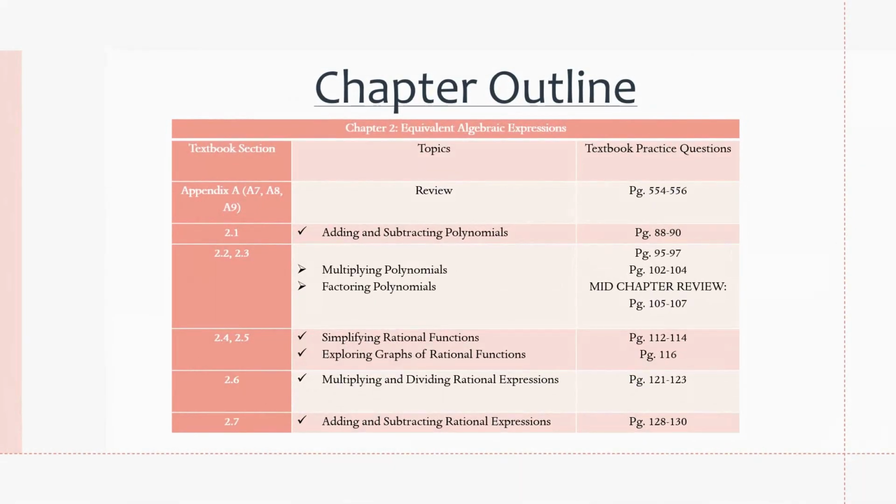Here's the course outline, and you can find some more practice on today's topic in these pages right here. Page 95 to 97 will cover multiplying polynomials. Page 102 to 104 will cover factoring polynomials, and there's also a chapter review that covers everything we've done so far on pages 105 to 107. So I recommend you try some of these questions after the video.